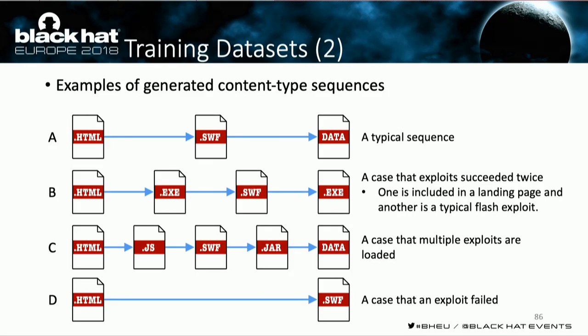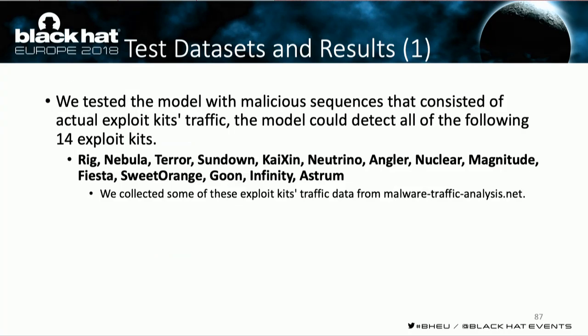These are examples of generated content type sequences. A is a typical sequence. B is a case that the exploit succeeded twice. One is included in a landing page, and the other is a typical flash exploit. C is a case that multiple exploits are loaded. And D is a case that an exploit failed. In the following slides, we will explain the tests and the results.